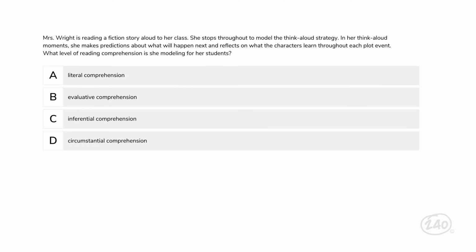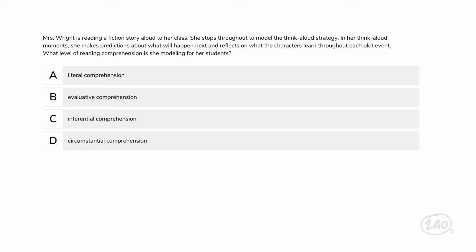Now for the comprehension question that had your name on it. Mrs. Wright is reading a fiction story aloud to her class. She stops throughout to model the think aloud strategy. In her think aloud moments, she makes predictions about what will happen next and reflects on what the characters learn throughout each plot event. What level of reading comprehension is she modeling for her students? Literal comprehension, evaluative comprehension, inferential comprehension, circumstantial comprehension.